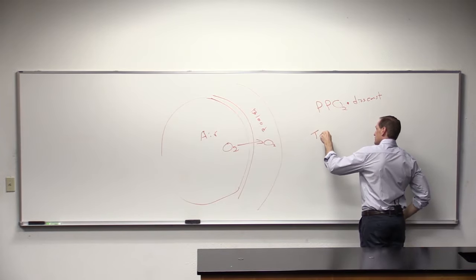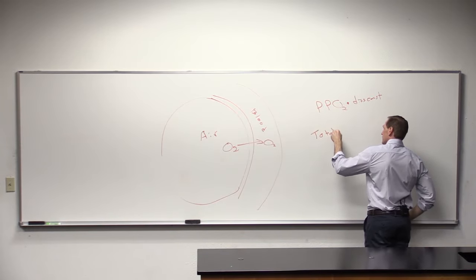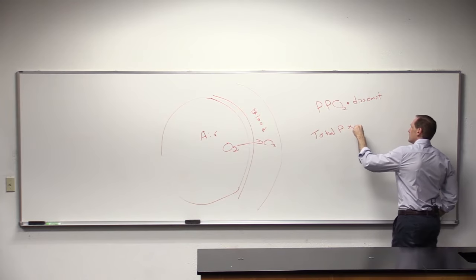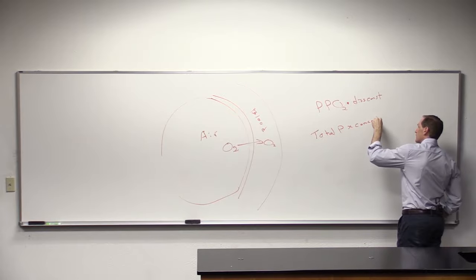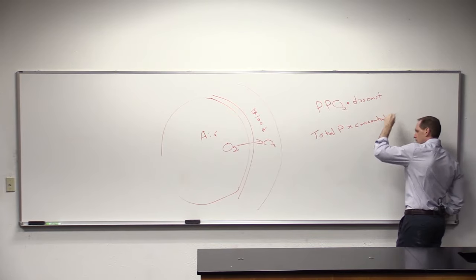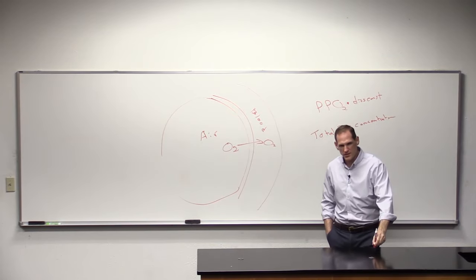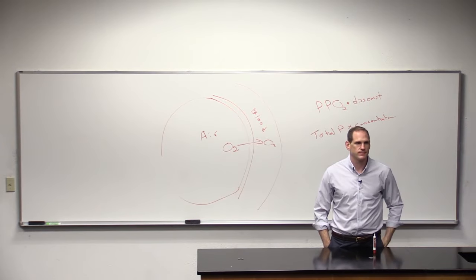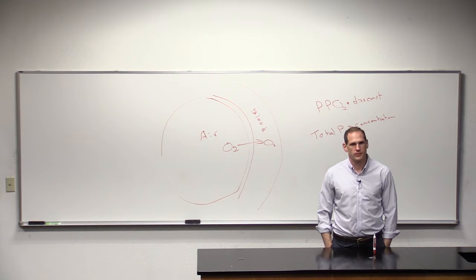So what is the partial pressure? It's the total pressure times the concentration. So what is the pressure here at sea level? There's a couple ways you can measure it, pascals or millimeters of pressure. But we could say one atmosphere of pressure.